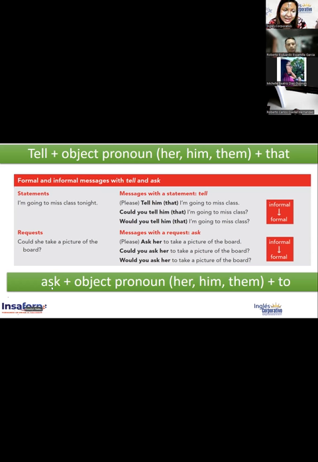You can request something like, could she take a picture of the board? And we use ask para pedir algo, para pedir un favor. Ask plus object pronoun. It's the same, but the difference is that we use the to and then a verb. For example, please ask her to take a picture of the board. Could you ask her to take a picture of the board? Would you ask her to take a picture of the board? Ask him to turn on the camera. Could you ask her to open the window, please? Would you ask them to listen to the class and pay attention? Okay, so do you see the difference? What is the difference between tell and ask?